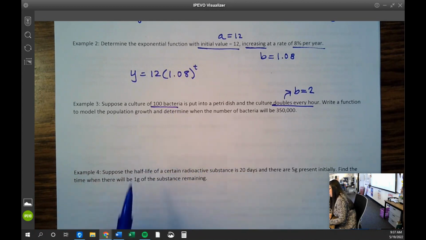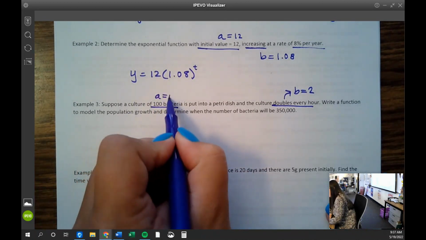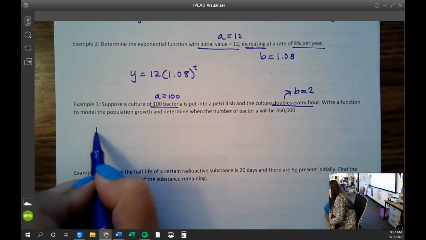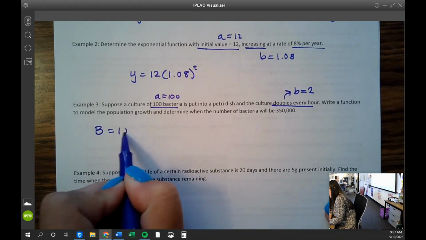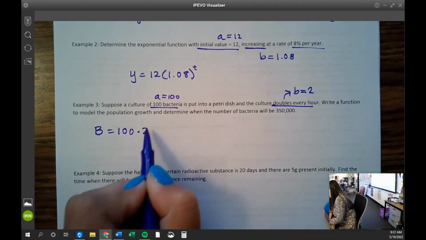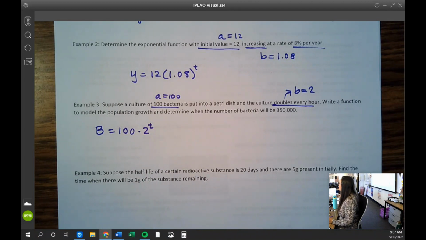So I'm starting with 100 bacteria. So I'll say B for bacteria equals 100 times 2 to the T. We're good with the equation?